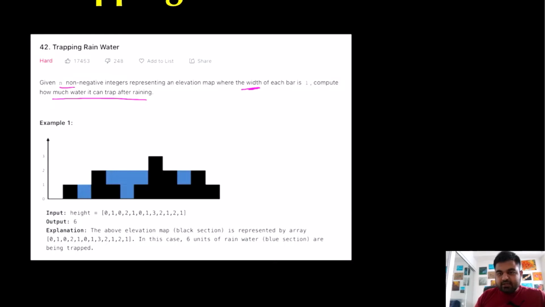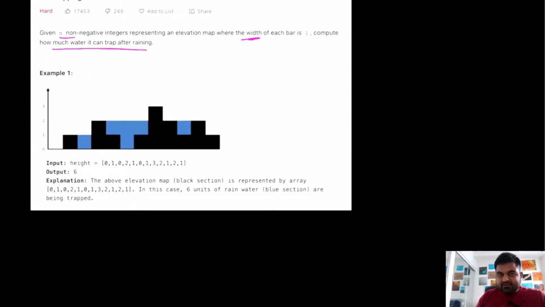We know that it's going to rain a decent amount, so all the cells that could trap water would trap water, and our aim is to see what is the maximum unit of water we are going to store. So let's try to understand this with an example.